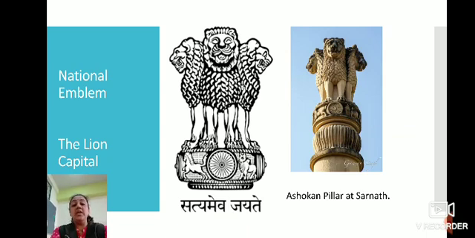Do you know what is the meaning of emblem? Can you tell me what is meant by emblem? Emblem means a picture with a motto. Isn't it? So here what is the motto in this picture? The motto is Satyameva Jayate, that is, truth alone triumphs. So this picture is with a motto and that is why it is known as an emblem. That is the national emblem. Everyone understood?